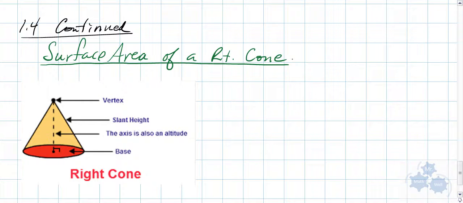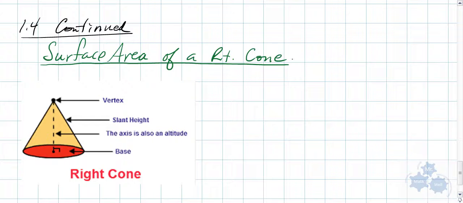Okay, so as we continue 1.4, we've talked about the surface area of pyramids. We want to talk about surface areas of cones now, and specifically a right cone. You should remember from previous lessons that a right cone means that we have a right angle right here between the height and the diameter of this circle, or the midpoint of the base there. Okay, it makes a right angle. So that's what a right cone means.